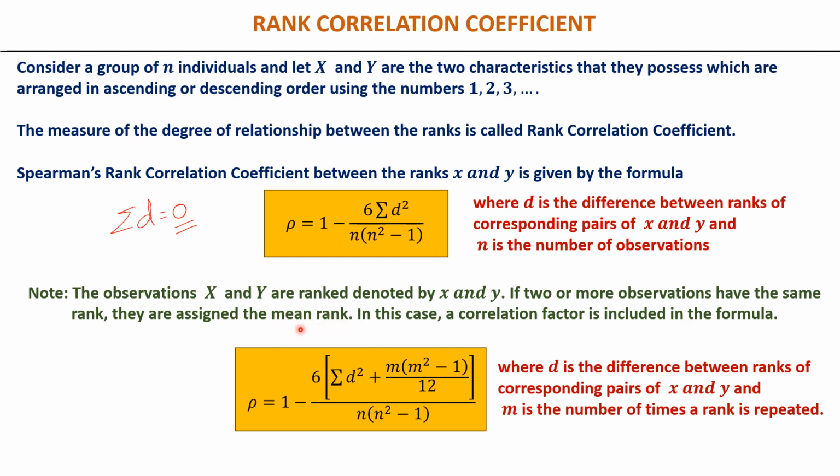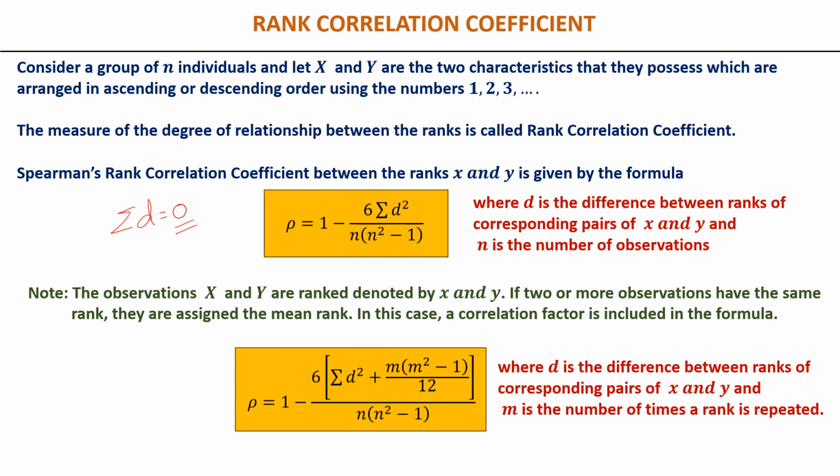So when we have repeating marks or repeating ranks, in that case we introduce what is called a correction factor in the above formula. So what we add is m into m square minus 1 by 12. This is a factor that is added to sigma d square. So kindly remember 6 is outside. So 6 is multiplied with this sum. Within the bracket you have sigma d square and you are adding the correction factor, and note that if there are two different numbers.